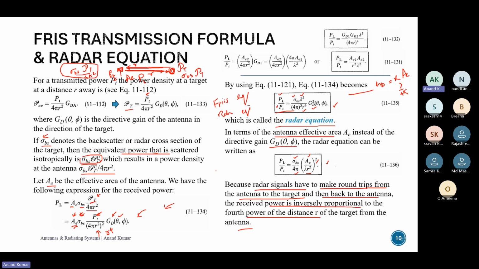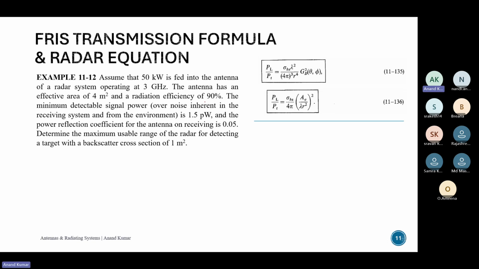Okay, so if there are no questions on this, we'll continue. So let's solve a problem based on the Friis transmission and radar equation.